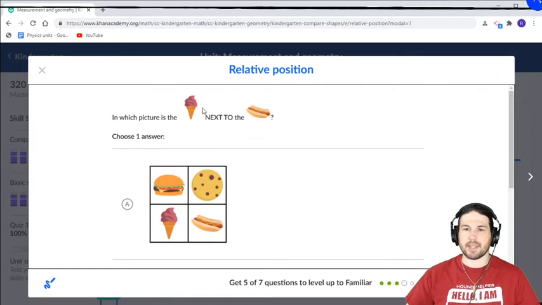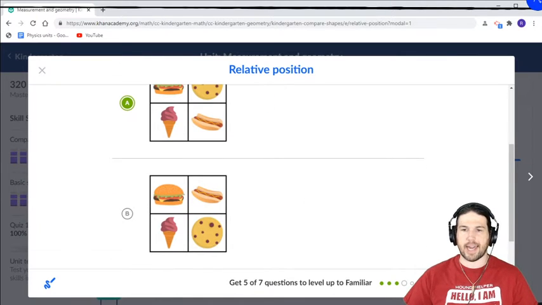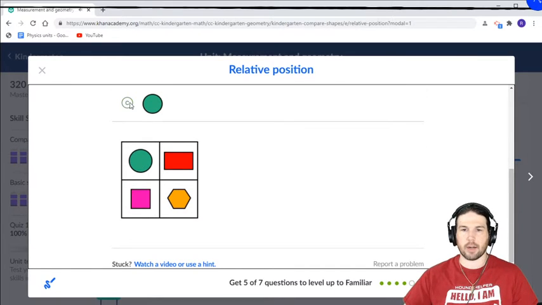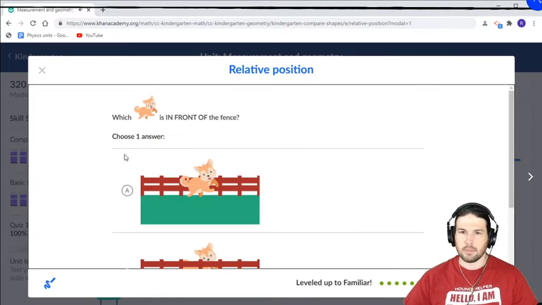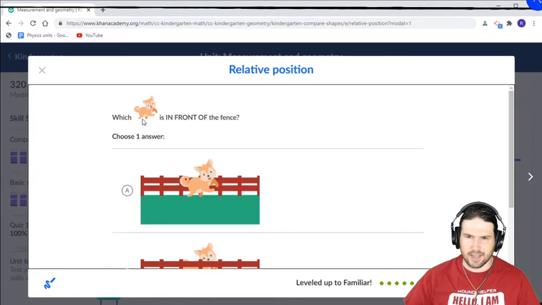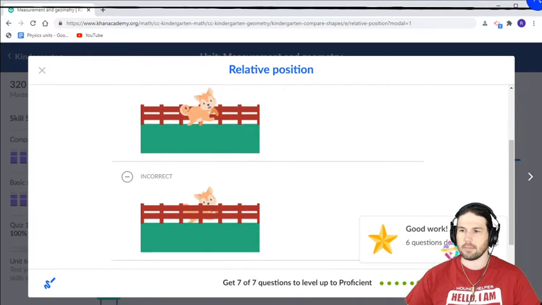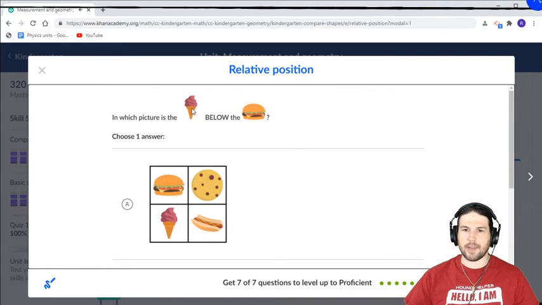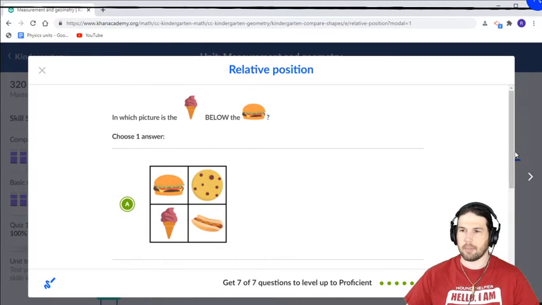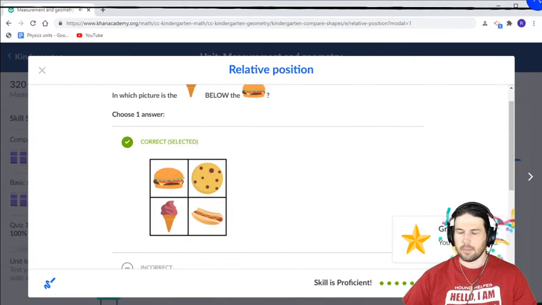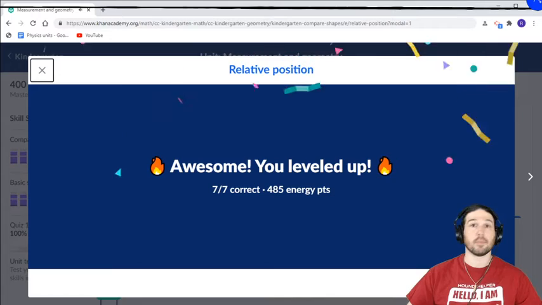In which picture is the ice cream next to the hot dog? Looks like A. Which shape is above the pink square? Looks like the green circle. Which animal, is that a fox? I think that's a fox, is in front of the fence? That would be A. In which picture is the ice cream below the hamburger? So the ice cream is below the hamburger there, and only there. That's relative position. All done.